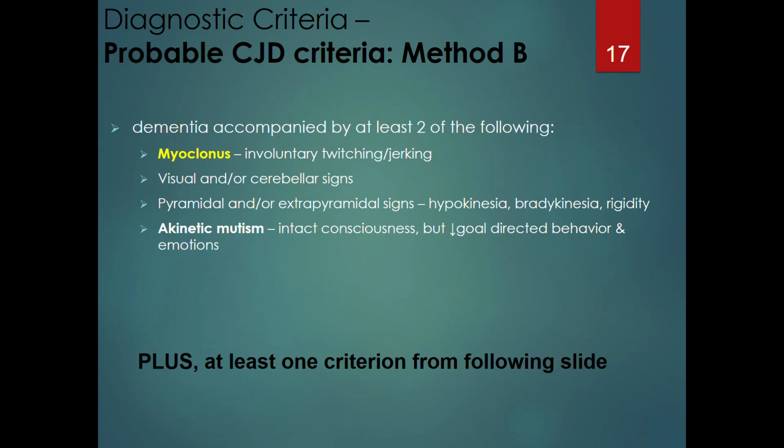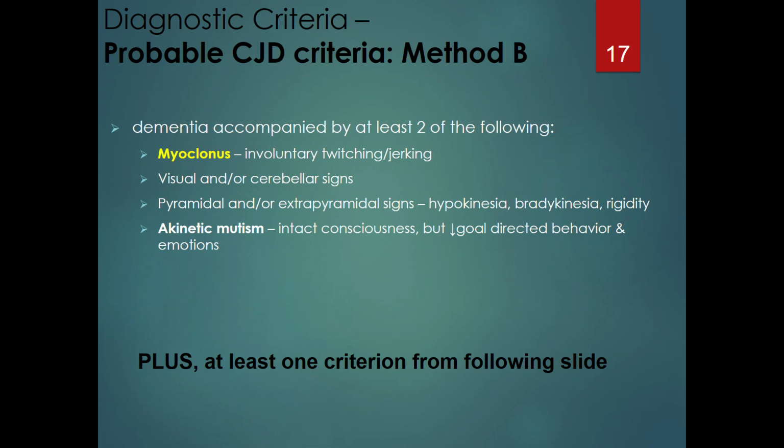With the second method to be diagnosed with probable CJD, a patient must exhibit symptoms of dementia along with at least two of the following. Dementia refers to a decline in cognitive function that can affect memory, learning, decision-making, and other mental processes. In CJD, this dementia is often accompanied by other neurological symptoms such as myoclonus, which is a sudden jerking movement of the limbs or face.